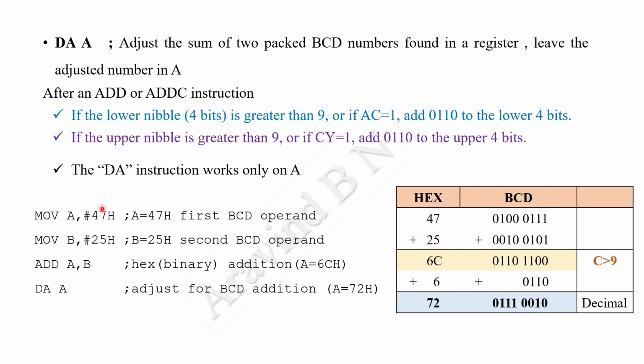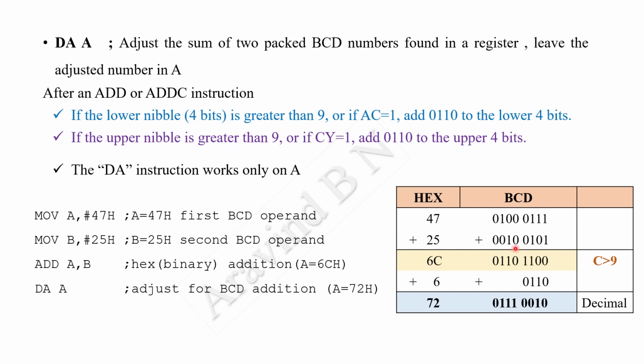Now here is an example program for this one. So two values we are taking. One is 47 to the accumulator, 25 to the B, and we are adding those two values and then writing the DAA instruction. Now after this we are going to get the answer in the accumulator as 72. And here is the simple procedure explained for the same values, how things are going to happen.